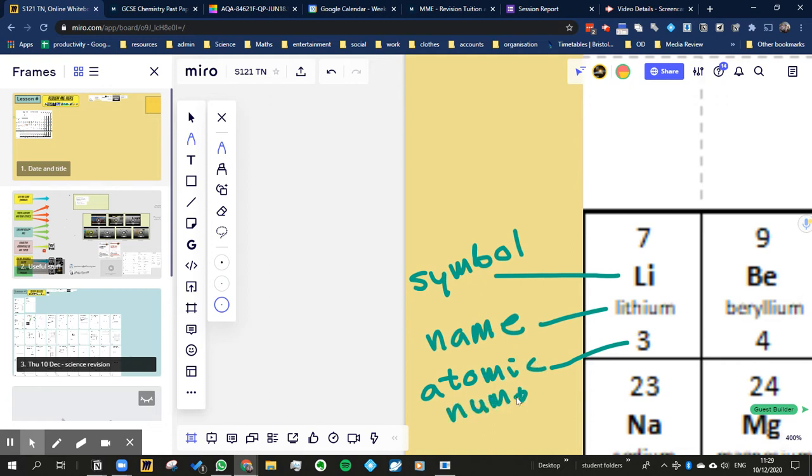Now, every atom has a different atomic number. So lithium has atomic number of 3, and this lithium atom has a mass number of 7. So this is your mass number. Okay, so you've got mass number, symbol, name, atomic number.